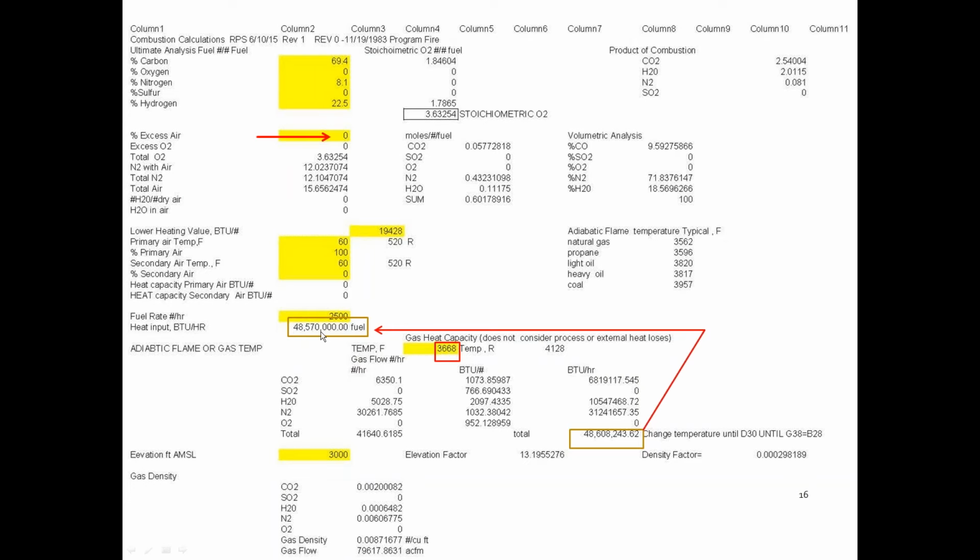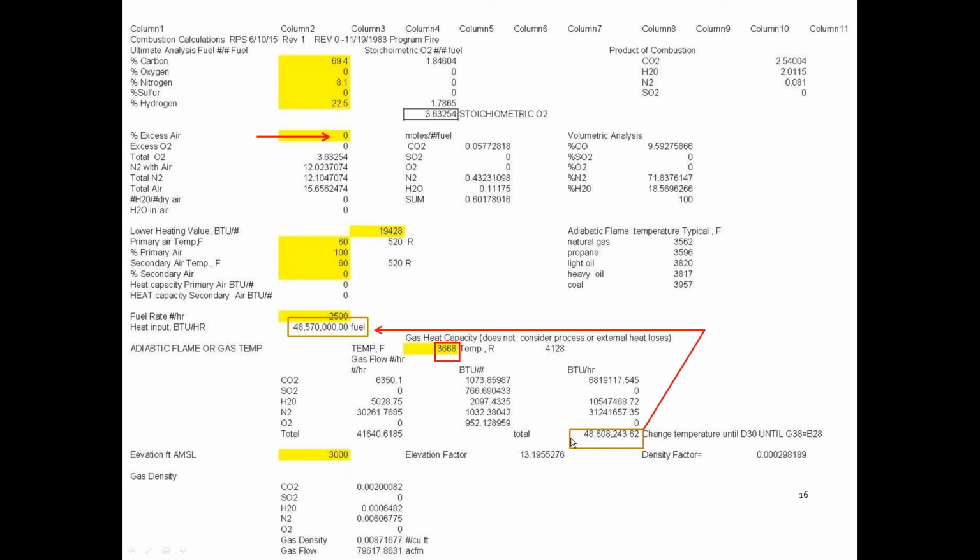Right. So, and I'm putting in 2,500 pounds an hour. So of fuel, right? Of fuel, okay. Which results in a heat input of 48 million BTUs per hour. And there's no secondary air. Right above that, you can see that the secondary air temperature is room temperature. Okay. So anyway, when those two numbers, that 48 million and 48 million, and on the bottom, right? Yeah. And this is the gas. That's the heat content of the gases.